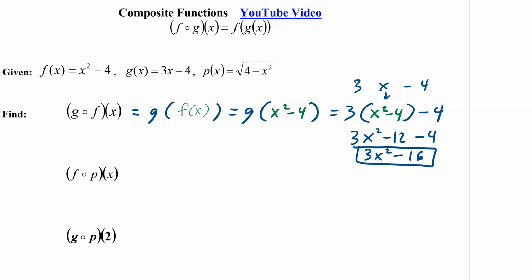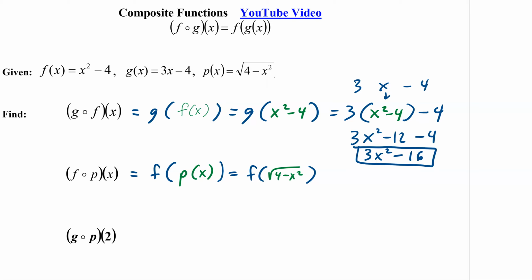All right, so let's try it again. Now we have f is composed of p of x. So again, we'll put that one in green. And so we would have f of, and then now we grab our p of x. Our p of x is the square root of 4 minus x squared. Again, green.